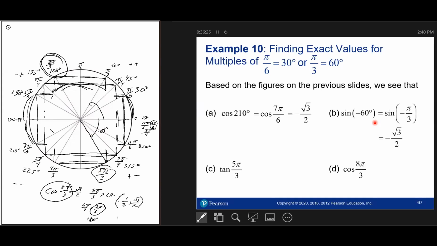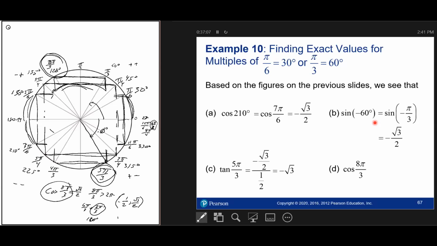Correct. And since I'm in the fourth quadrant, the y value is negative, so sine is going to be negative. And this point here is 1/2, comma, negative square root of 3/2. Yes, sir. Okay. And tangent of 5 pi over 3, well, that's the same point. And so it's going to be negative because tangent is negative down here.